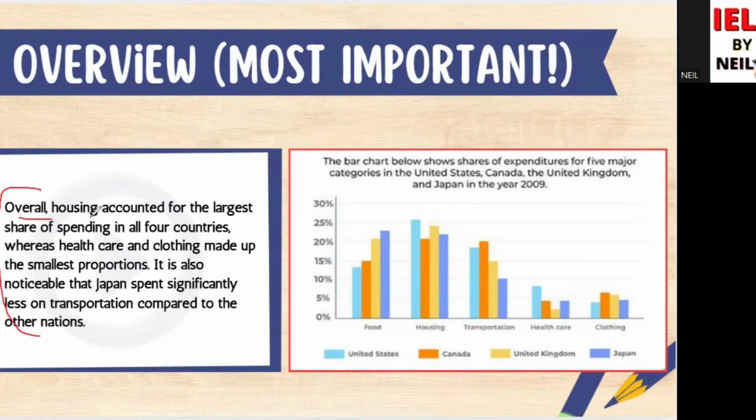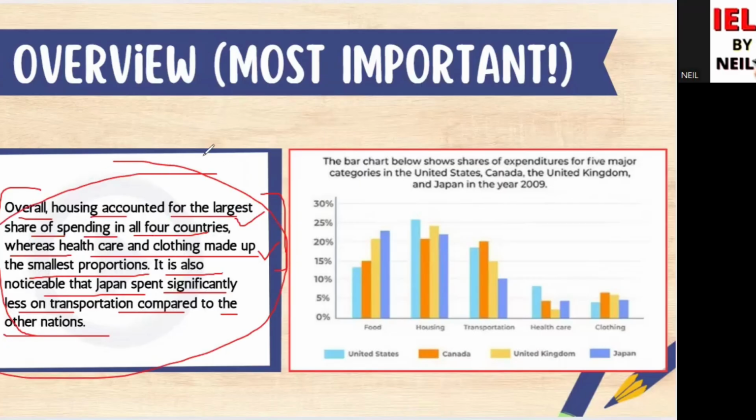So they're saying, overall housing accounted for the largest share of spending in all four countries, one main feature, whereas healthcare and clothing made up the smallest proportion, second main feature. So we have done two main features here, right? Now, this is optional. I mean, you can write it or you can ignore it. It is also noticeable that Japan spent significantly less on transportation compared to the other nations. Perfect. So all these three main features are correct as per the diagram. And we have not given any values here like 10, 20, 30%. So this is a perfect overall statement.